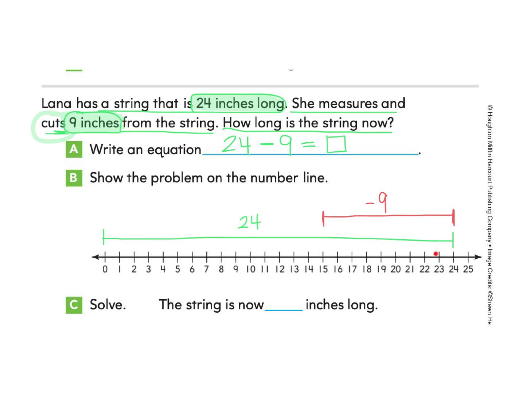You can check it by counting 1, 2, 3, 4, 5, 6, 7, 8, 9. I have now solved this equation. The string is now 15 inches long because I have taken 24 and taken away 9, which leaves me at the number 15.